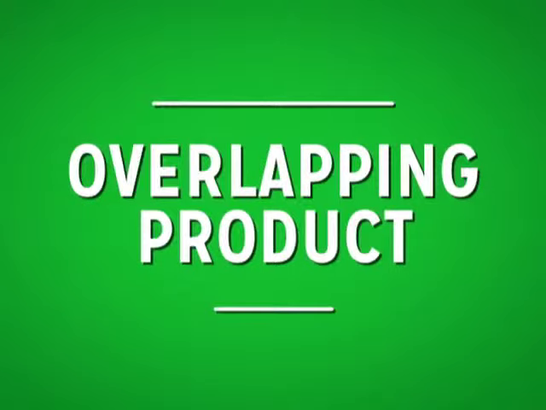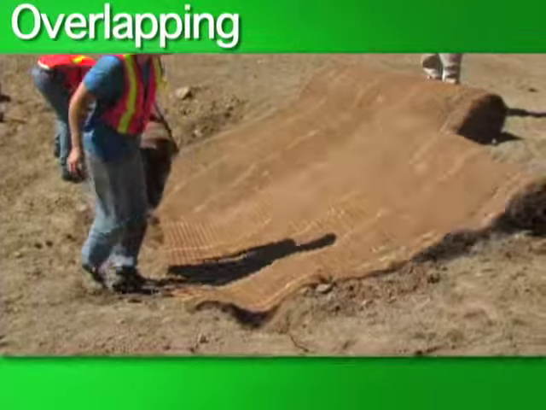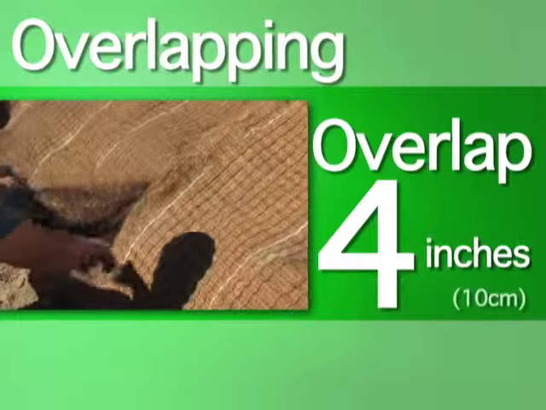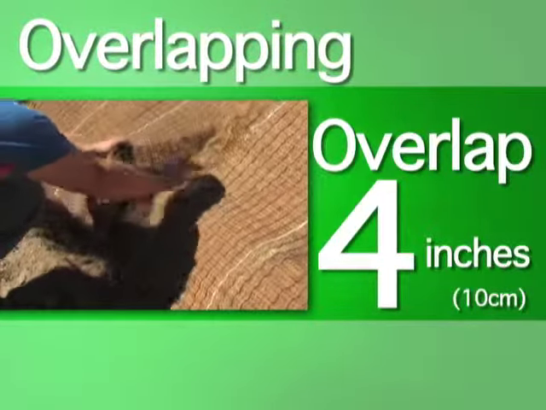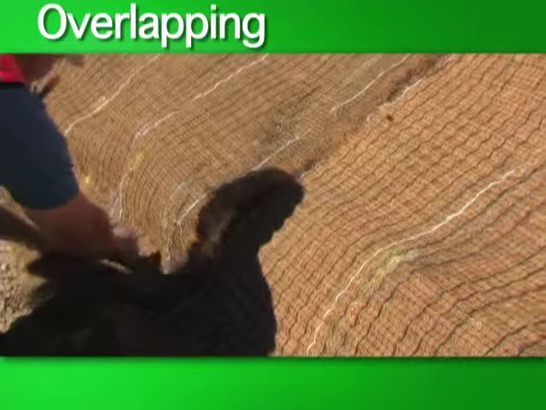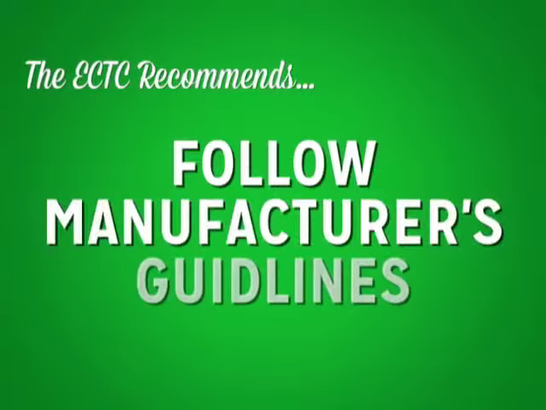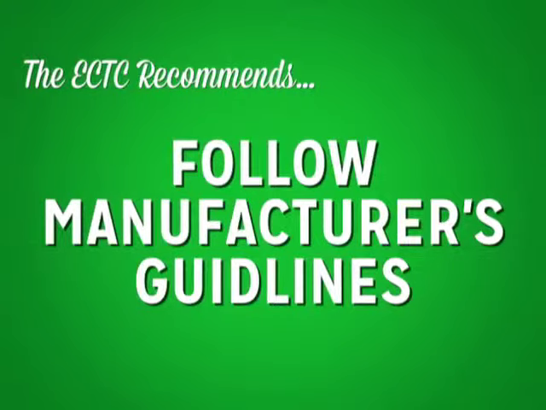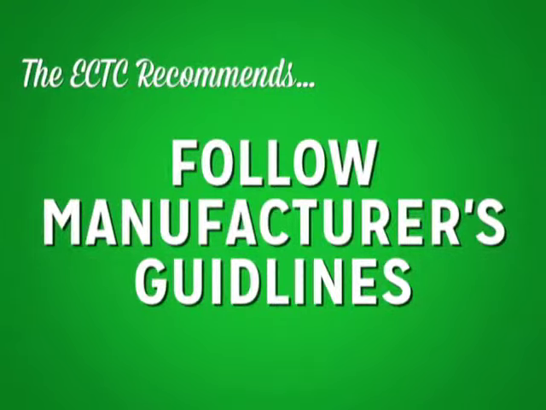Overlapping product. When laying two separate rolls of product beside one another down a channel, it's recommended that the product be overlapped 4 inches and secured. Some manufacturers may vary in their overlapping, so be sure to follow the manufacturer's guidelines when installing their products.